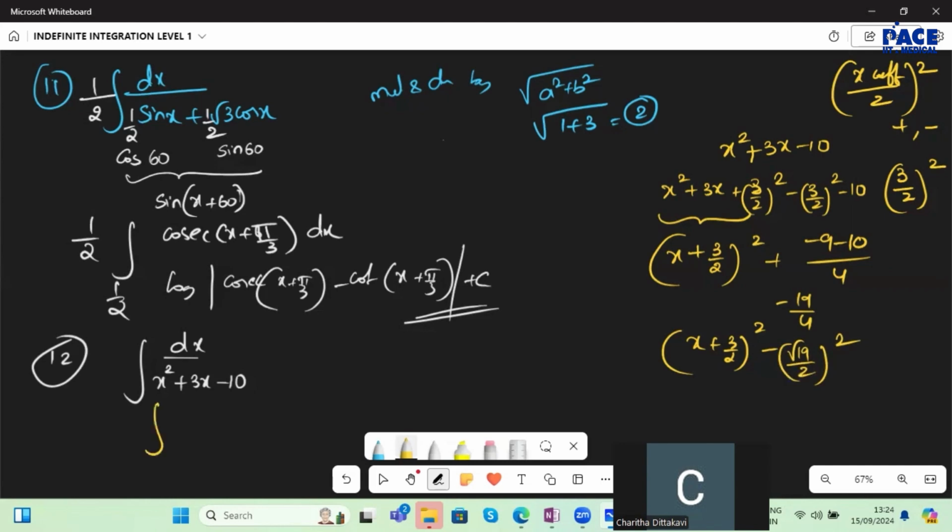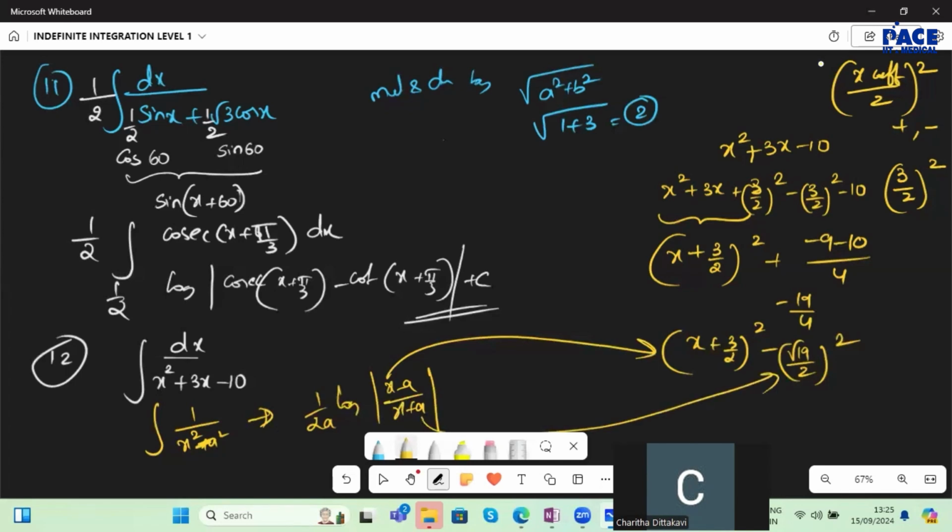Right, so now this is of the form 1 by x square minus a square, isn't it? Which is nothing but 1 by 2a log mod (x minus a) by (x plus a). Just replace your x by x plus 3 by 2 and replace your a by root 19 by 2. That is enough for the question.